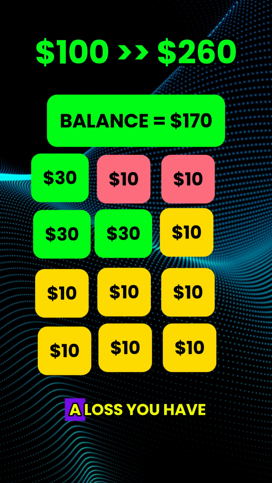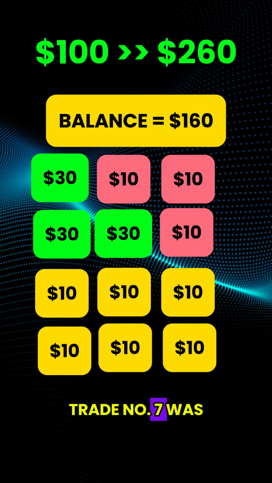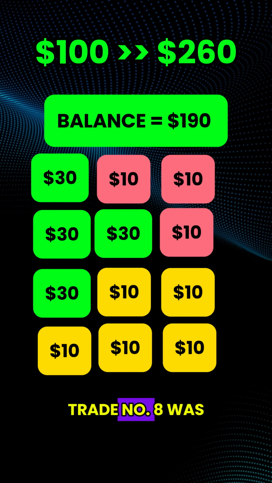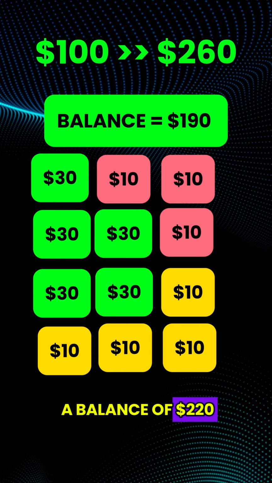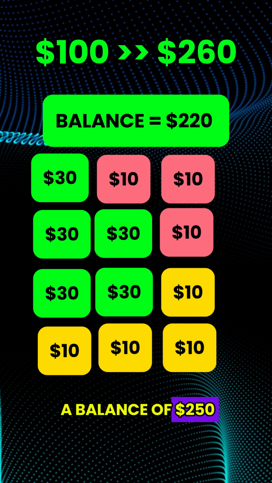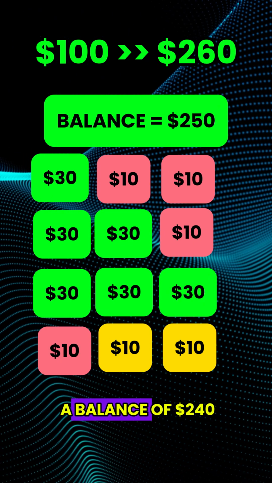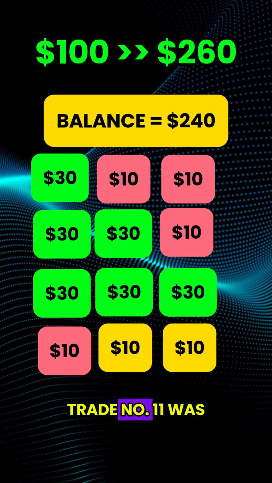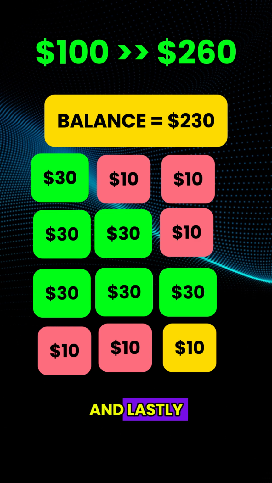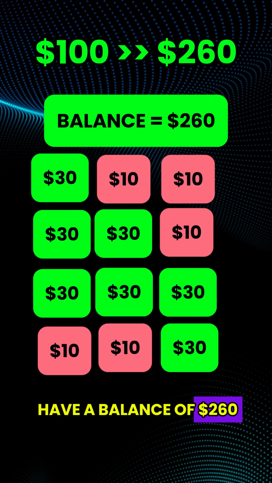Trade number 6 was a loss. You have a balance of $160. Trade number 7 was a win. You have a balance of $190. Trade number 8 was a win. You have a balance of $220. Trade number 9 was a win. You have a balance of $250. Trade number 10 was a loss. You have a balance of $240. Trade number 11 was a loss. You have a balance of $230. And lastly, trade number 12 was a win, and you have a balance of $260.